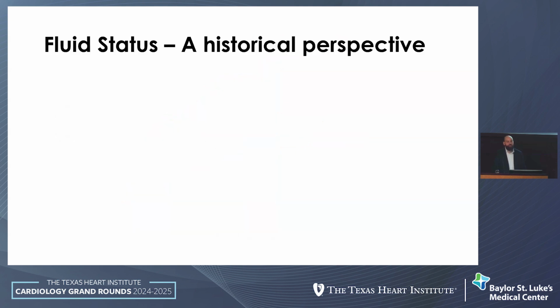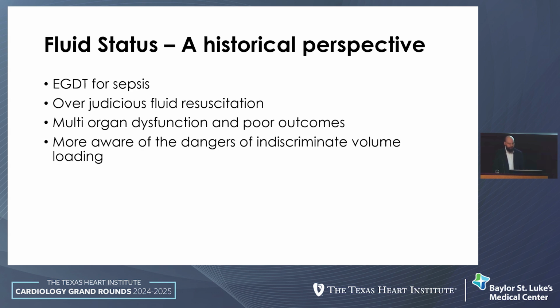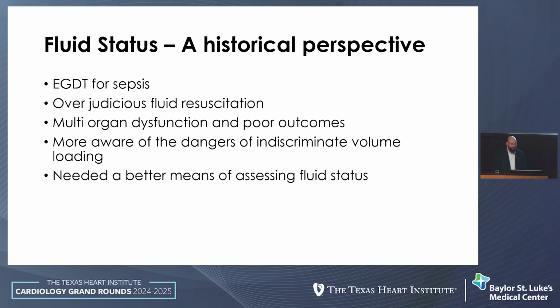So now, in order to understand where we're going, we need to understand where we came from. The historical perspective when it comes to fluid status is that we used to give patients not too much fluid, for example, for septic states. With early goal-directed therapy, we started over-flooding our patients, especially septic patients, and we used over-judicious fluid resuscitation. This led to clear evidence of multi-organ dysfunction and poor outcomes. We became very aware of indiscriminate volume loading and what it does to our patients, and so ultimately we had to find some better means of assessing volume status.